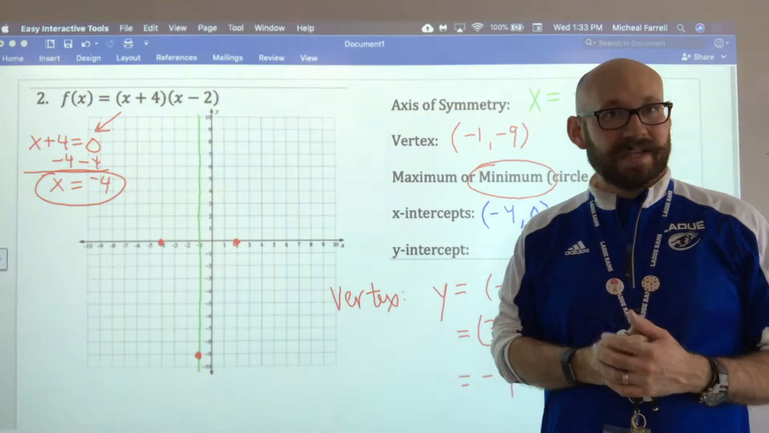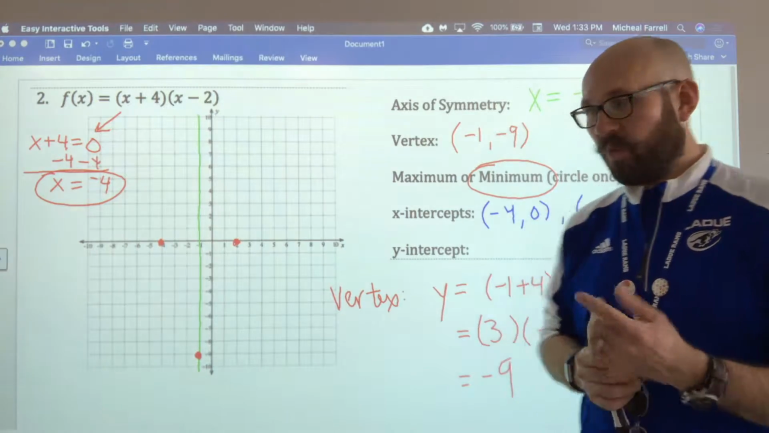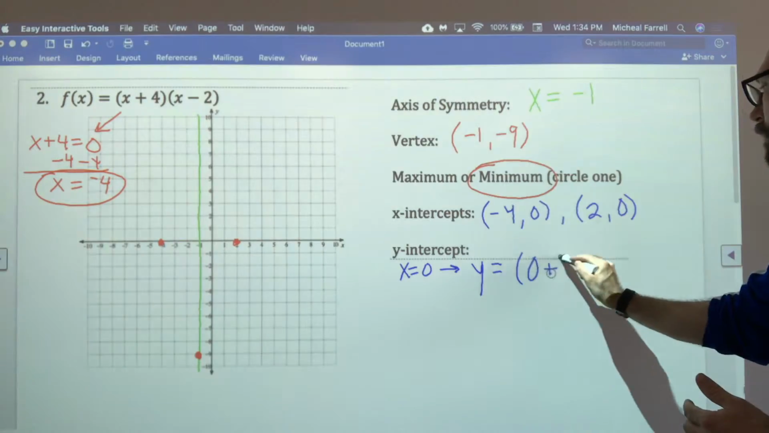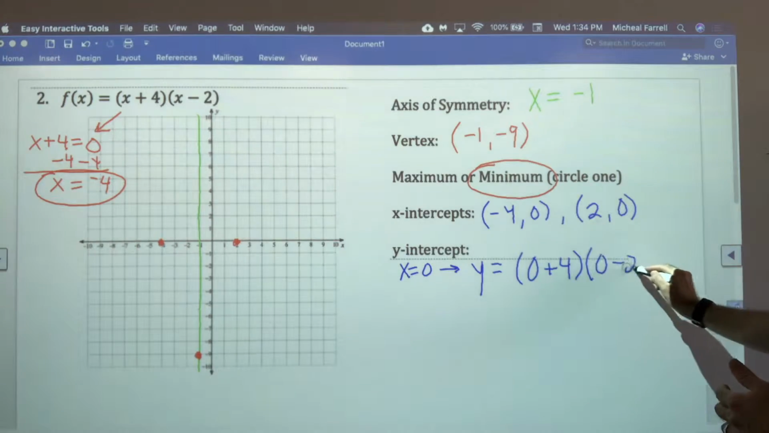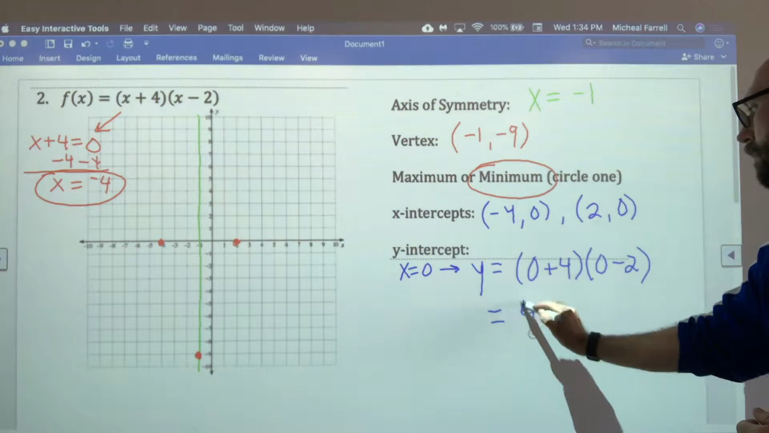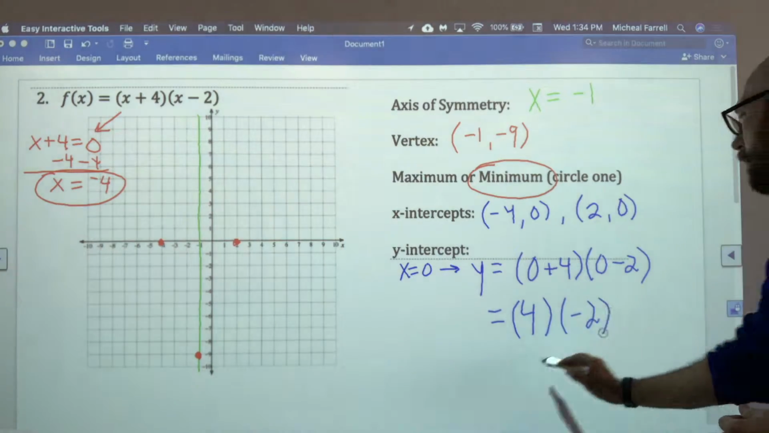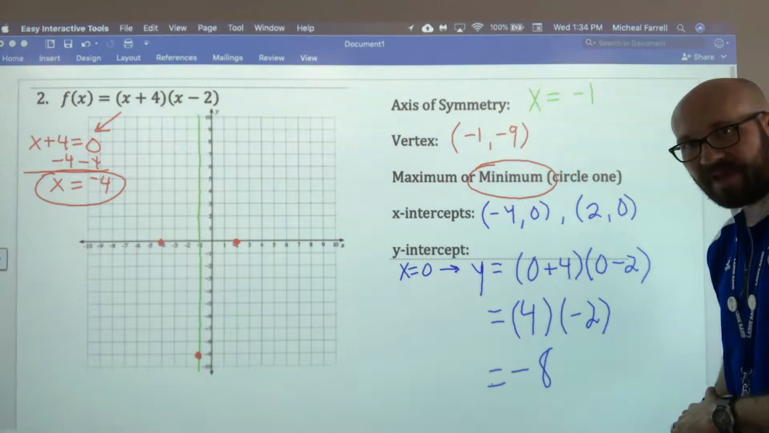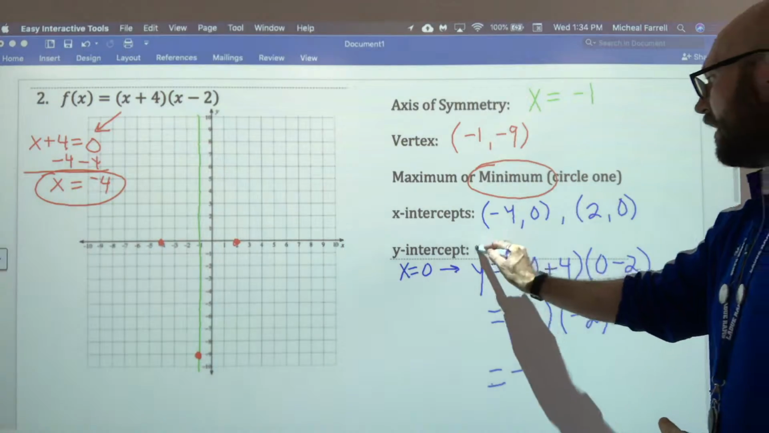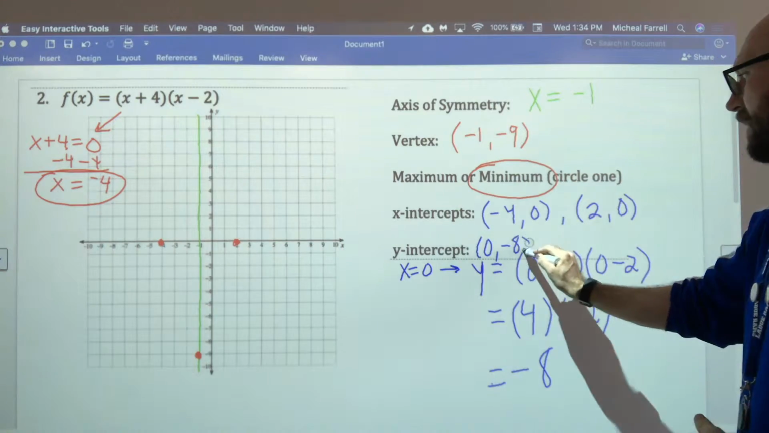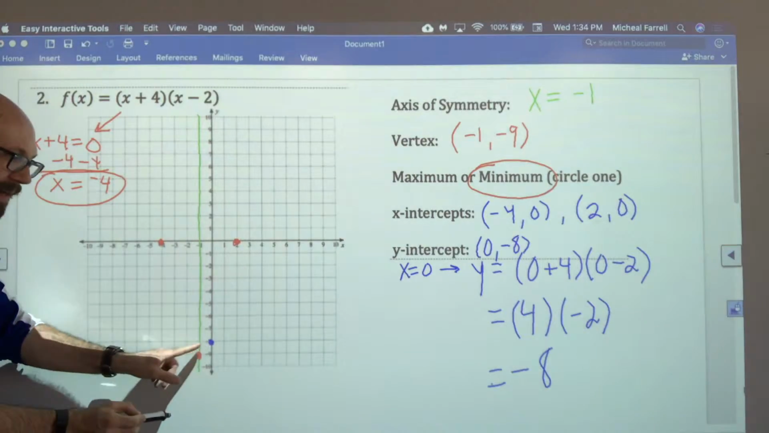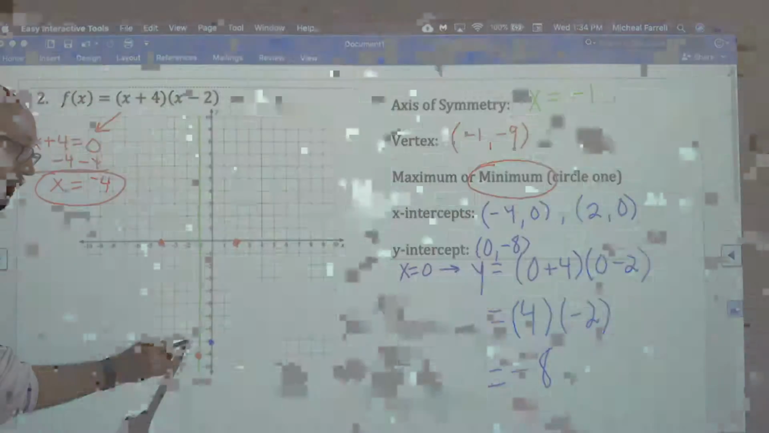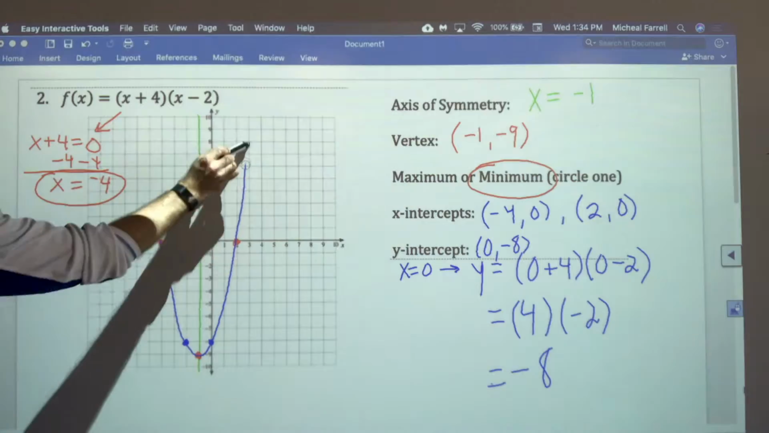Last thing we're going to look at is the y-intercept and then use symmetry to plot a corresponding point. The y-intercept, again, is going to occur when x equals 0. All right, we got a y value of -8, so that means when x equals 0, y equals -8. I'm one step away from the axis of symmetry, so I'm going to go one more step to the left, plot a corresponding point through the mirror. I've got a nice parabola going.